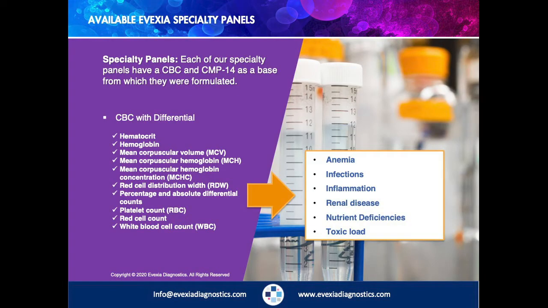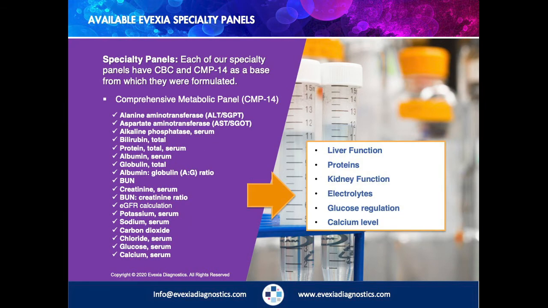First is the complete blood count with differential. Now, the CBC provides a substantial amount of information that assists in the diagnosis and treatment of many conditions such as anemia, infections, cancer of the blood cells, inflammation, environmental toxins, renal disease, liver disease, autoimmune disease, as well as nutritional deficiencies. Now, the components of the CBC are listed on this slide. Next is a comprehensive metabolic panel. Now, the CMP is a group of tests that measure several different substances in the blood that provides information about electrolyte balance, liver and kidney function, glucose regulation, and the level of proteins.